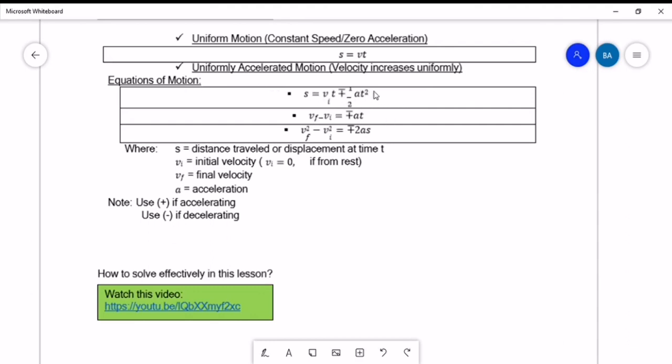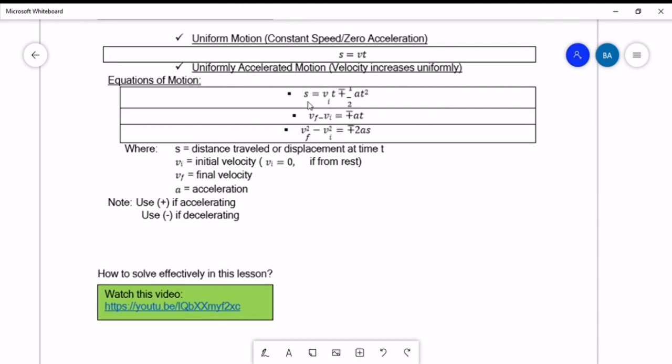So how are these equations derived? Actually, there is a derivation for this kind of formula. It's just a direct substitution, using the formulas for the uniform motion and others. I will provide another video for it so you can understand how these three equations are derived. So at this point, here are the derived equations for the uniformly accelerated motion.